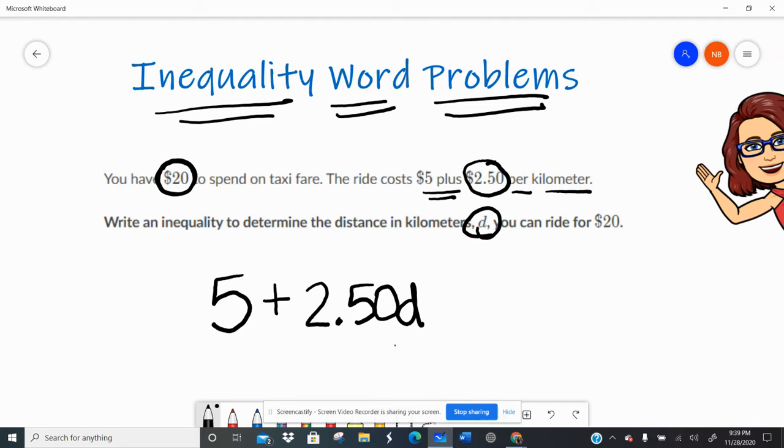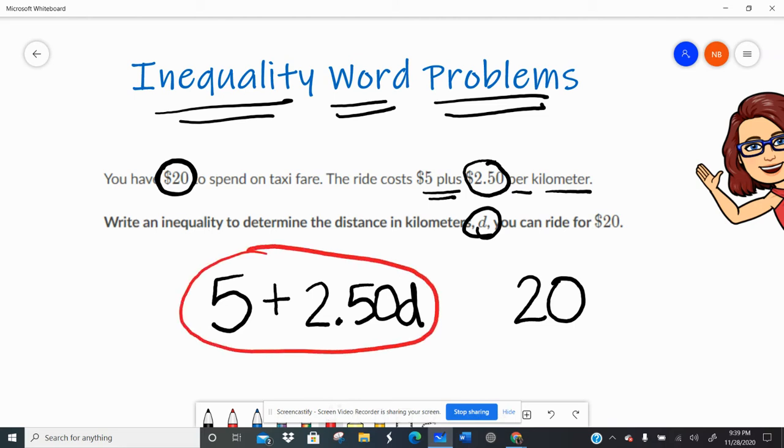Now, I only have $20 to spend, but I've got to figure out what direction my inequality sign should be. Well, over here on this left-hand side, this represents how far I could travel in the taxi, but that has to be less than or equal to $20. Remember, I only have $20 to spend. If I go over that, I'm not going to have enough to pay the taxi cab. So you have to make sure that you're placing that inequality sign properly.